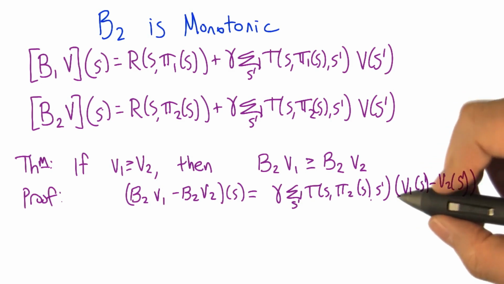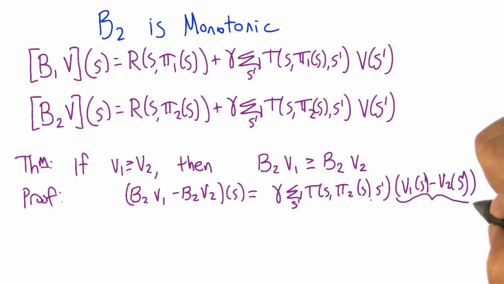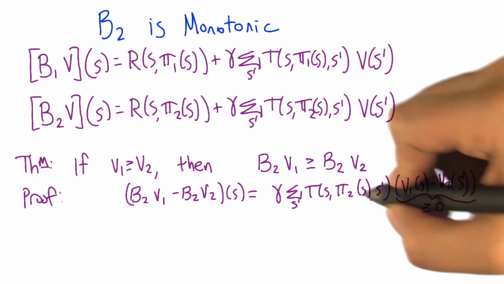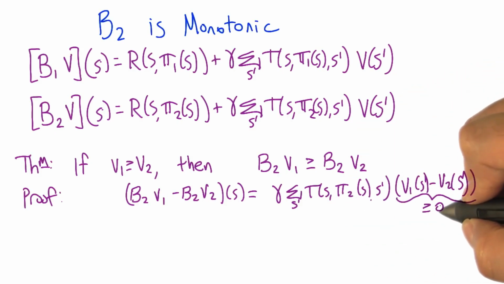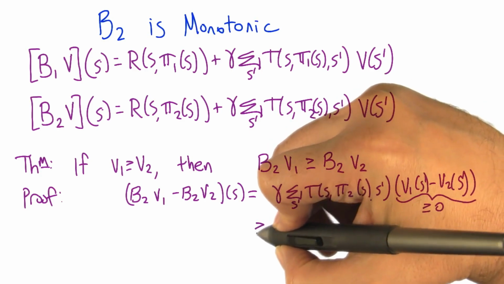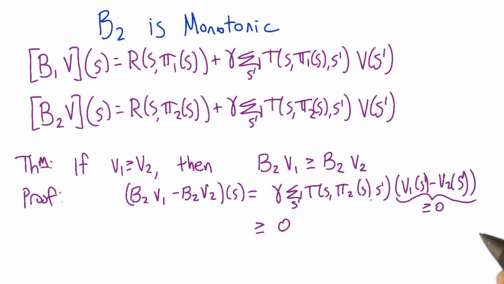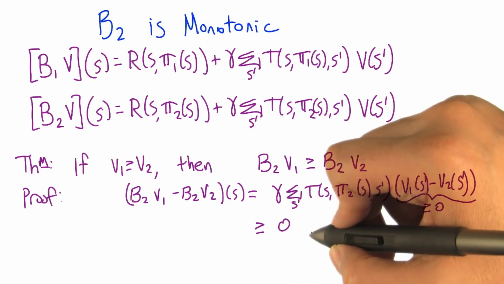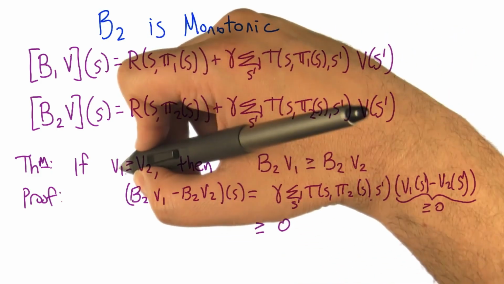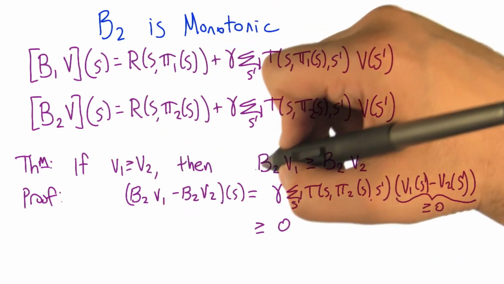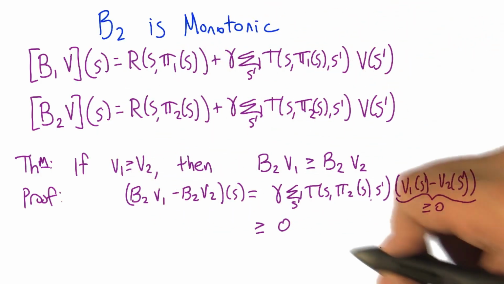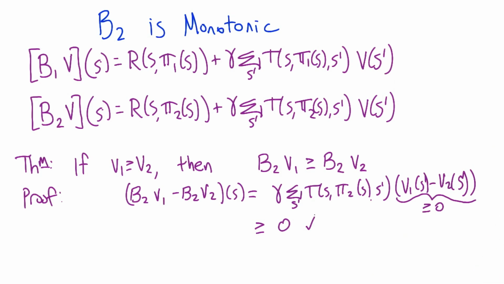Oh, okay. And what do we know about this quantity here? Well, we know that V1 is always greater than or equal to V2, which means that V1 minus V2 has to be non-negative. Good. And then we take a convex combination of a bunch of non-negative values. There's no way it could become negative. Right. Could be 0, I guess. But we know that we're greater than or equal to 0. We can't be smaller than 0. So that gives us exactly what we need, that if V1 dominated V2 before, B2 V1 dominates B2 V2 now. Nice. And that if we replaced B2 with B1, this would also be true.